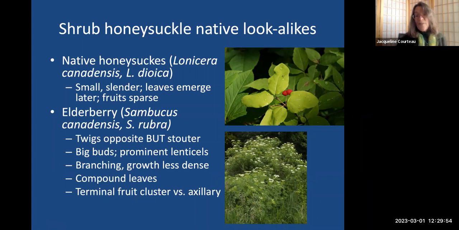Really key difference, and one of the things that makes this look so densely leafed is that it has compound leaves. So these leaflets, you can see that whole thing is a leaf there with many leaflets. And then finally, here it's really obvious if you see it anytime from when it starts to bloom in late June, early July until it's fruiting into August, you'll see these terminal clusters of flowers or fruit versus the axillary fruits held at every stem there.